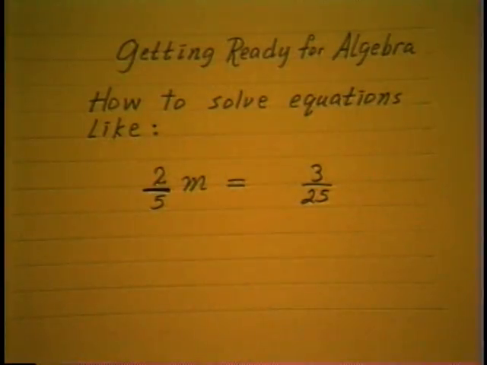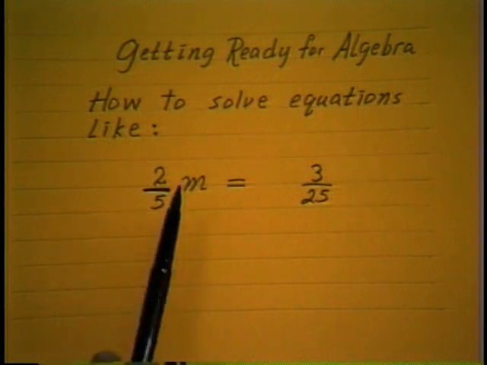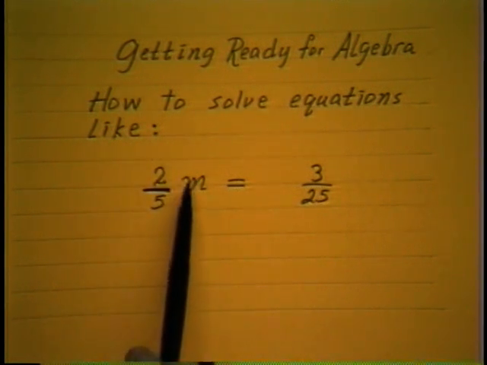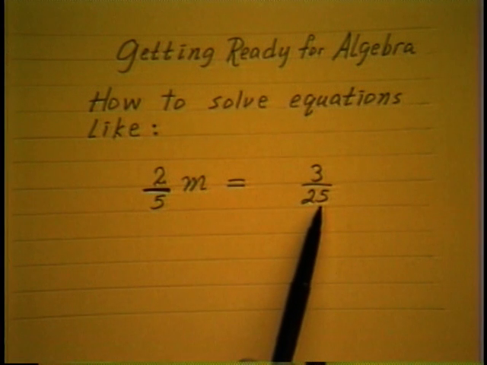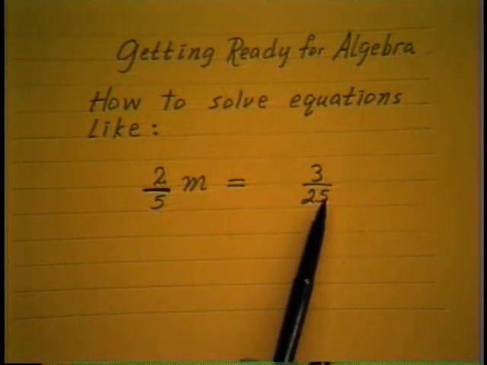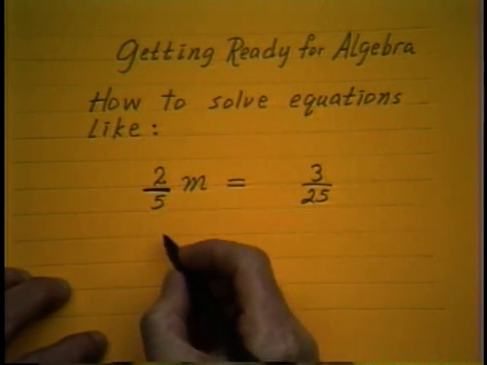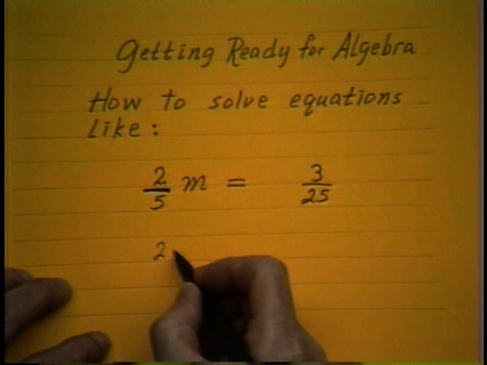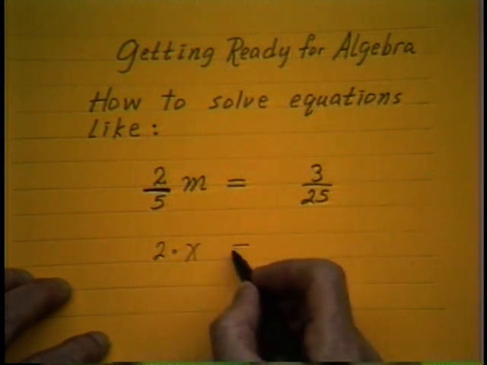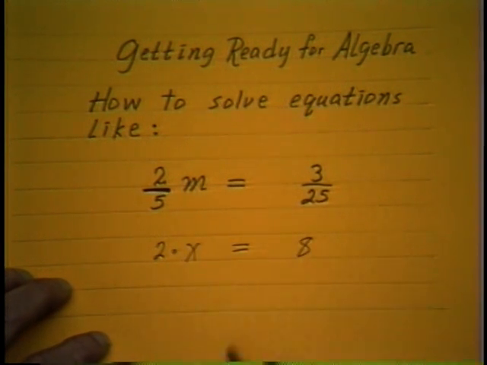Now let's use this knowledge in our continuing quest to get ready for algebra or working formulas in other courses. If we were reading this, this says 2/5 times some number is 3/25. So the question is, how do we solve a simple equation involving fractions? And the answer is exactly the same as we would have done one without fractions.